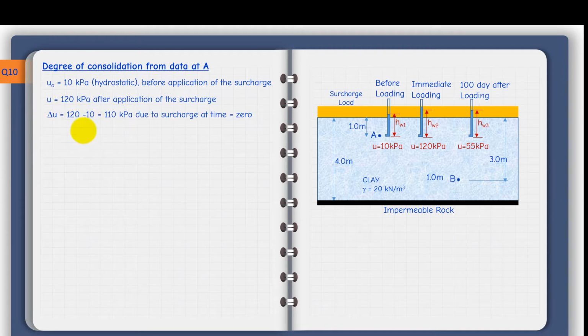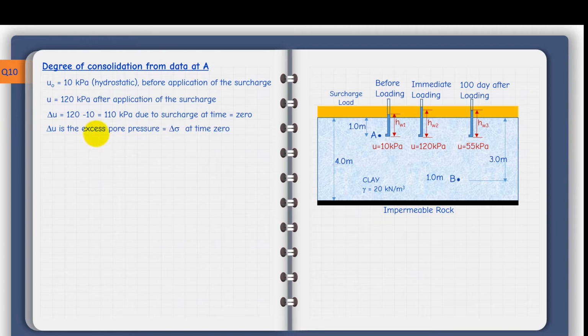This means that the excess pore pressure immediately after applying the surcharge is the difference between the two readings, because the hydrostatic pressure will always be the reference pressure that the water would like to go back to. It's not zero, it's a value. So I have here 120 kPa from the surcharge minus 10, so that's 110 kPa due to surcharge. This is at time 0.